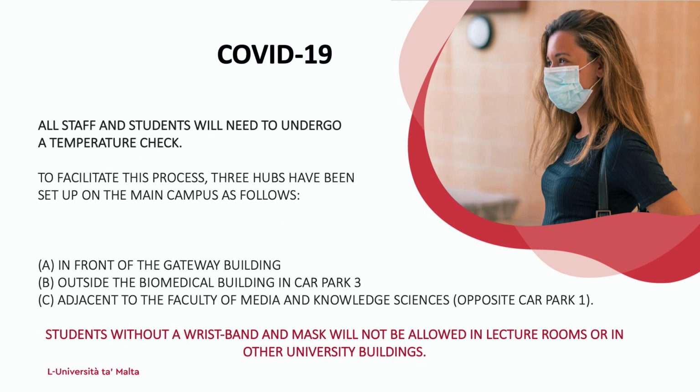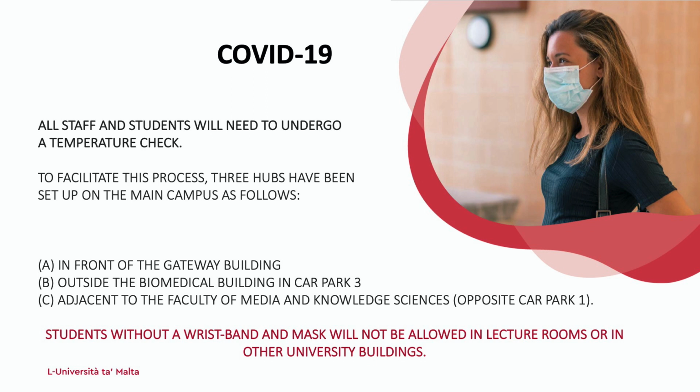To facilitate this process, 3 hubs have been set up on the main campus as follows. One hub is at the Gateway building as soon as you arrive on campus. Another hub is placed at the Biomedical building in Car Park 3. And there is another hub near the Faculty of Media and Knowledge Sciences.